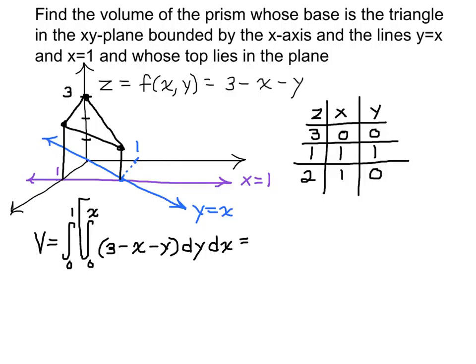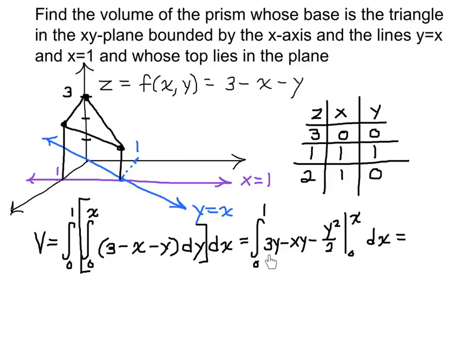So let's work out the first integral, because we need that to get the integrand for the outer integral. And so here's our outer integral from 0 to 1. And the antiderivative of 3 minus x minus y with the variable of integration of y is 3y minus xy minus y squared over 2. And that's going to be evaluated from y equals 0 to x. This is going to give us our integrand for the outer integral, and there's our variable of integration, which is dx.